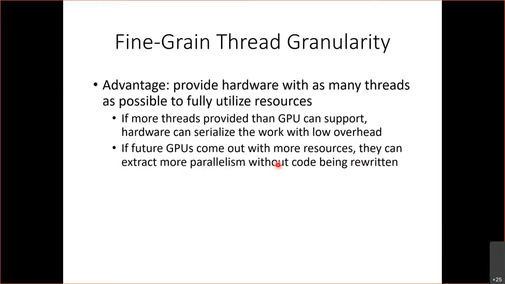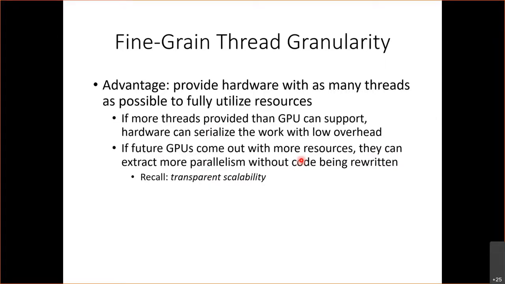And remember, we gave this a name. We called this transparent scalability. This is the idea that if I have fewer resources, the hardware serializes the threads for me, and if I have more resources, then the hardware can parallelize the threads. So giving the hardware as many threads as possible gives it the flexibility to parallelize them if it has enough resources, or serialize them if it doesn't.